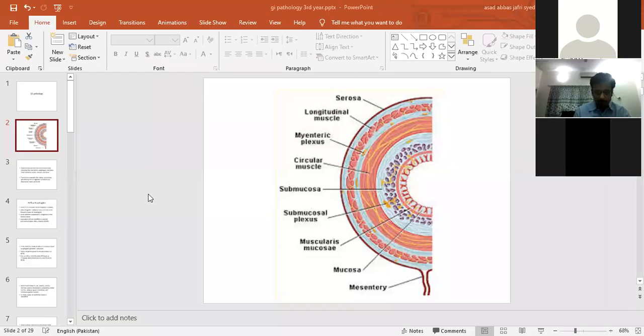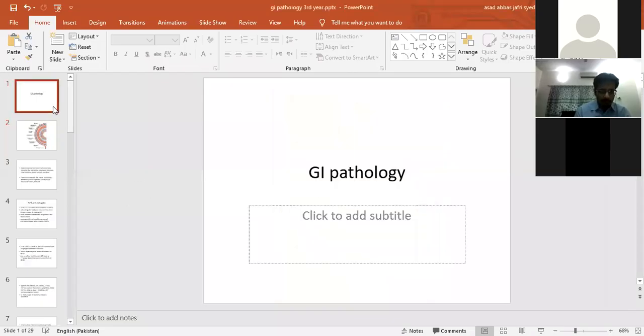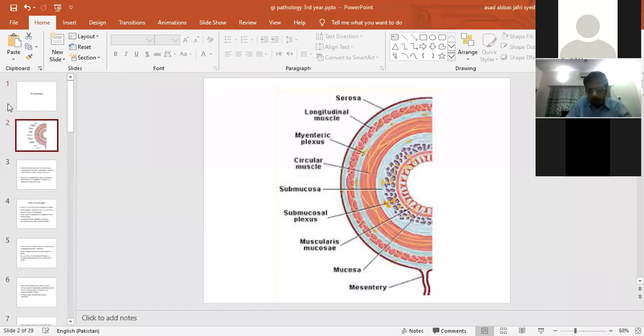Bismillah ar-Rahman ar-Rahim. My name is Dr. Asad, and today we'll be studying esophagitis, specifically reflux esophagitis, Barrett's esophagus, and the two most common malignancies of the esophagus, that is squamous cell carcinoma and adenocarcinoma, and the association of Barrett's esophagus with adenocarcinoma of the esophagus. So just a quick overview.